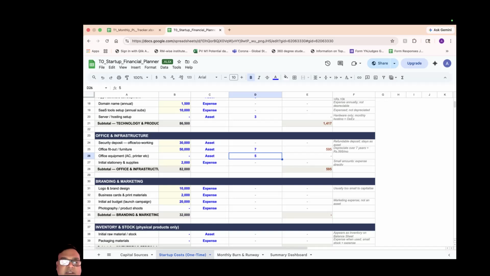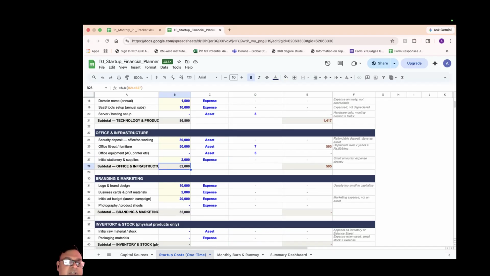So far there's nothing, right? We have excluded some initial stationery, maybe for 2,000 rupees. We need to buy papers, pens, stamps, many other things, right? Small amounts. These are expenses. So 82,000 rupees goes into that.